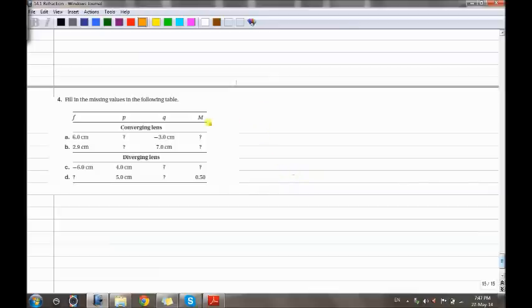Okay, so first A, so do not get confused. This is like in the converging lens, and this is in the diverging lens. So let's first do A. A is giving that we have the F, which is 6 centimeters. We have the Q, which is -3 centimeters. We have to find the P and we have to find the M.